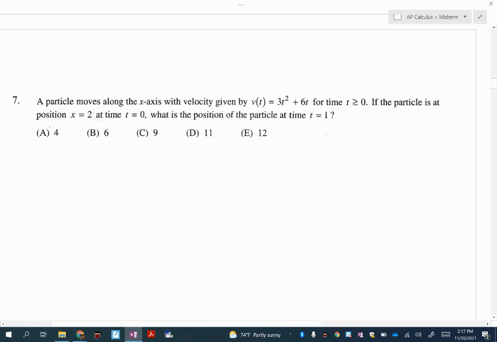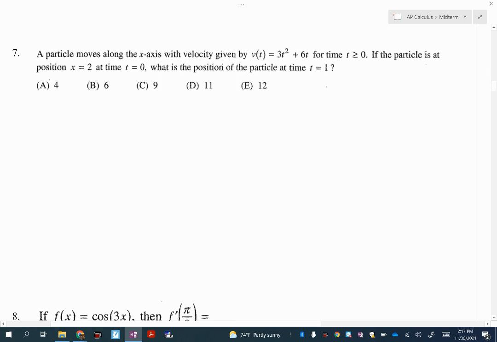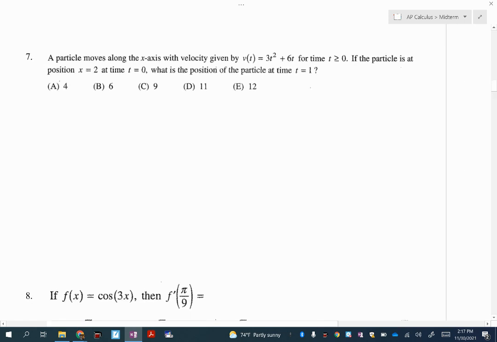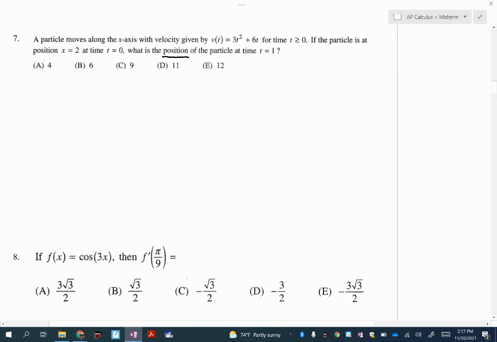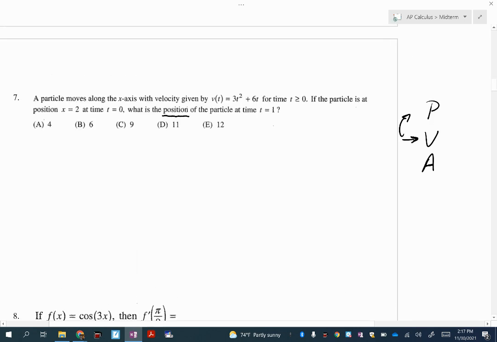Let's go to 7. Okay, so in 7, we have a particle that's moving along the x-axis, and it gives us the velocity function. It's talking about the position of the particle at time t, and we're essentially being asked about the position. We had many conversations about this earlier on in the year. We have the position function, the velocity function, and the acceleration function. So we're here at velocity, and we actually have to back up to the position function.